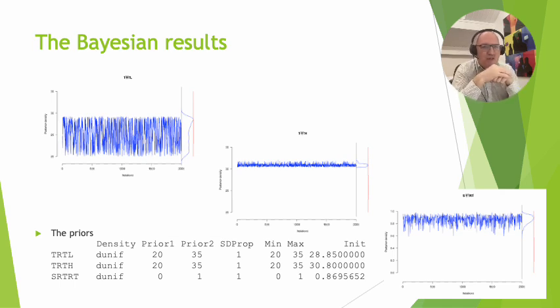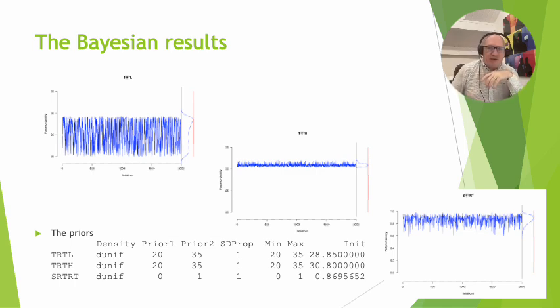I show here the priors. The priors are all uniform, from 20 to 35 for TRTL and TRTH, and from 0 to 1 for the sex ratio within the TRT.